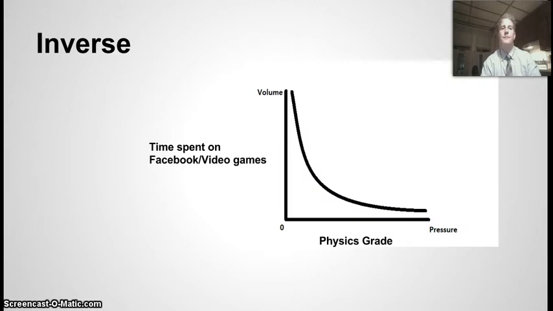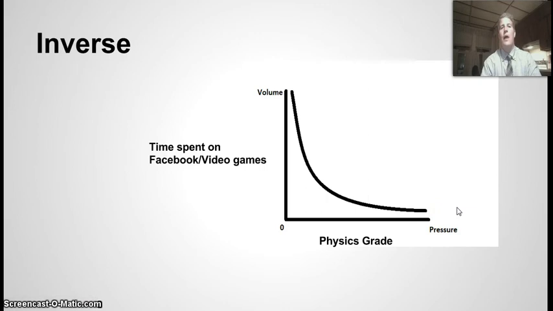The inverse proportion. Okay? The example they have already in the graph is volume and pressure. We'll talk about that later. A more relevant example would be the one I have here, the time spent on Facebook and video games, and then on the x-axis, you have your physics grade. So the more time you spend on Facebook or video games, you're going to see that this line is going to start to curve up and go towards 0 for your physics grade. Right? Now, the less time you spend on Facebook and video games, you're going to see that the physics grade is going to increase, and that is in inverse proportion.